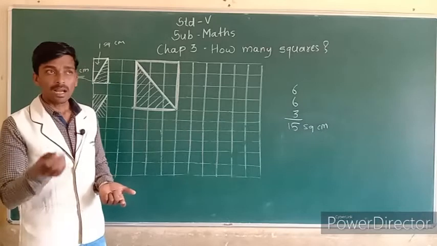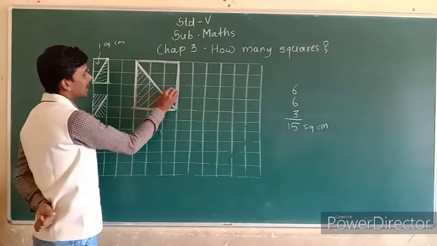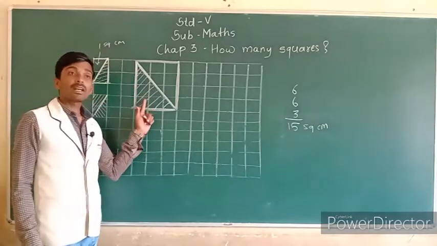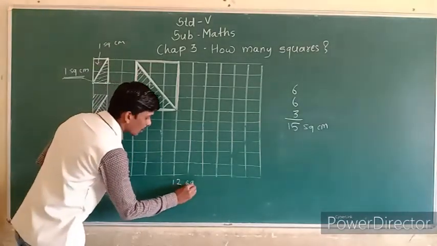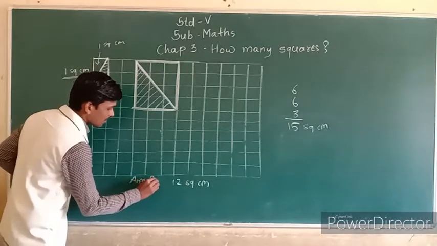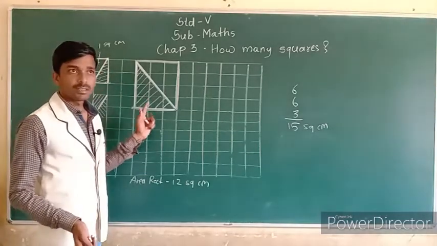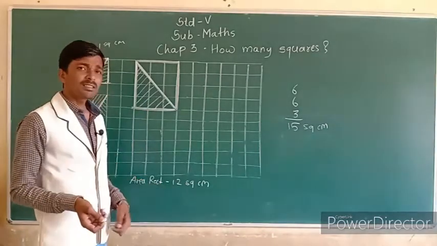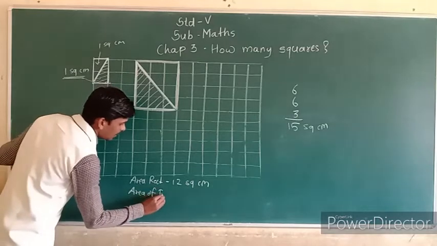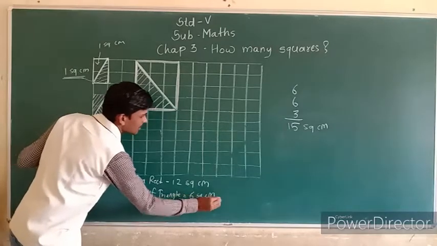What is the area of the rectangle? I will count. See carefully. 1, 2, 3, 4, 5, 6, 7, 8, 9, 10, 11, 12. How many squares are there? 12 squares, which means the area of that rectangle is 12 square centimeters. And then what is the area of this triangle? That is half. Half of 12 is 6. So the area of the triangle is 6 square centimeters.